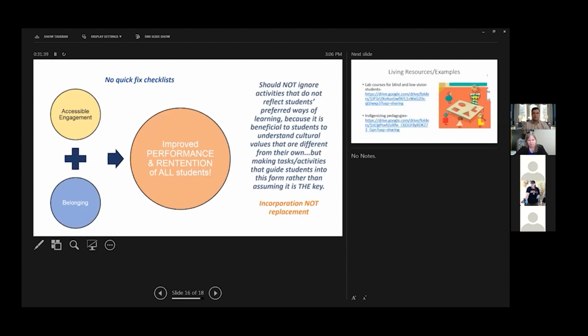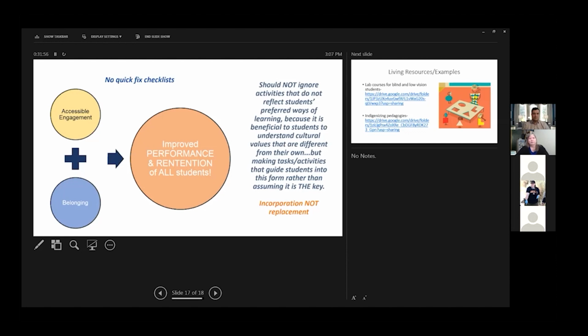And so there are no quick fixes to this. There's not a quick checklist of do all these things and everything's equal and everybody's happy. And in fact, you shouldn't always change things for every student. Everybody should have challenges that they face so that they can learn to adapt.